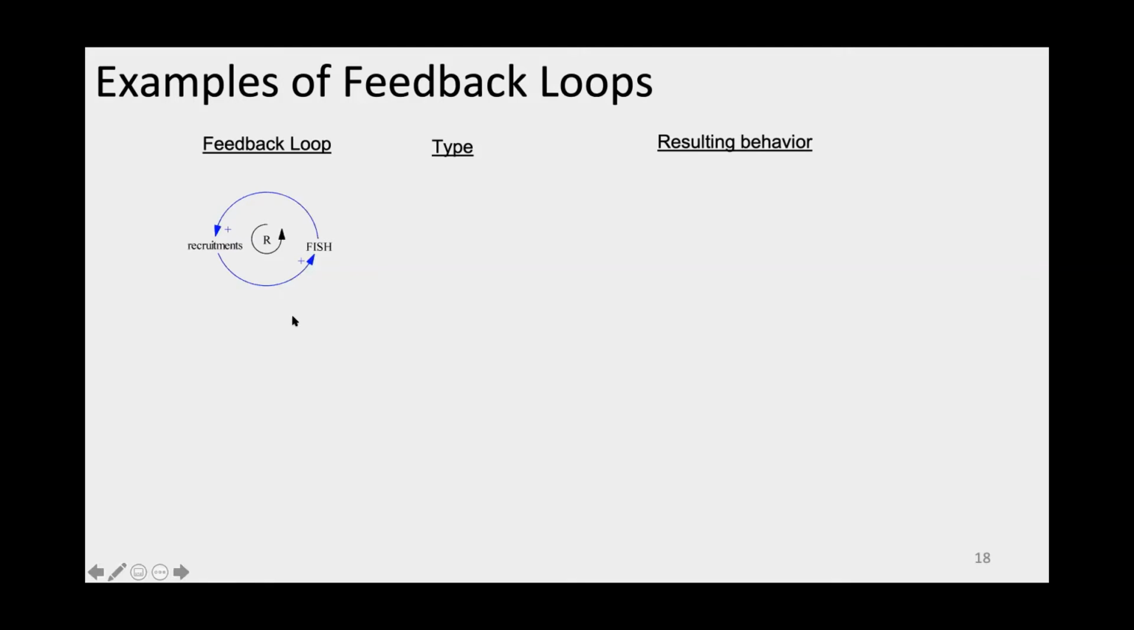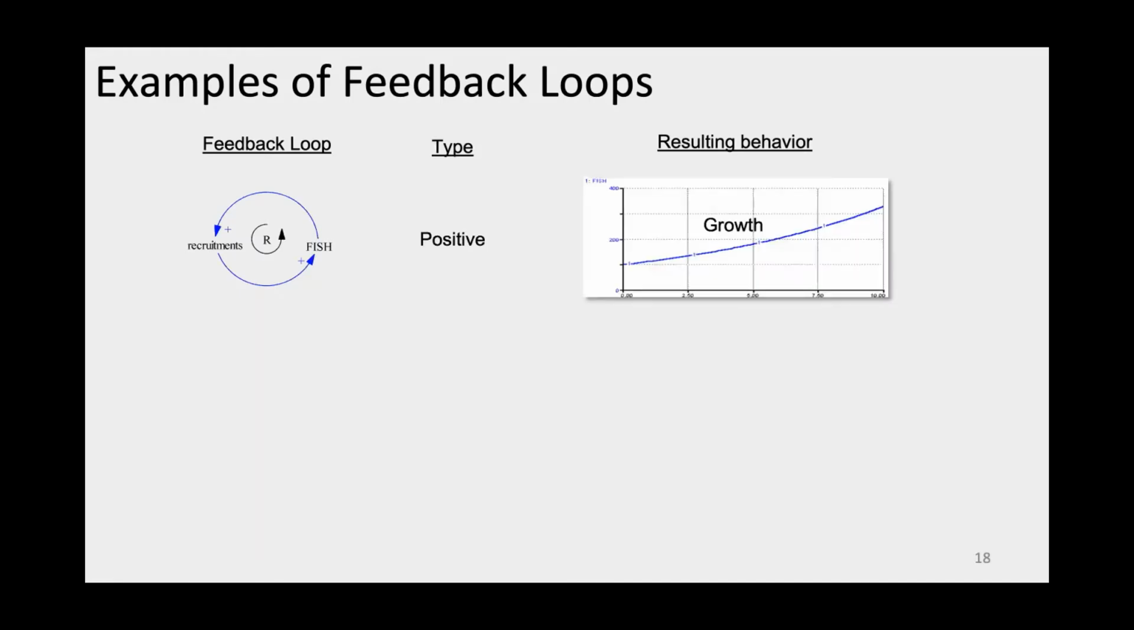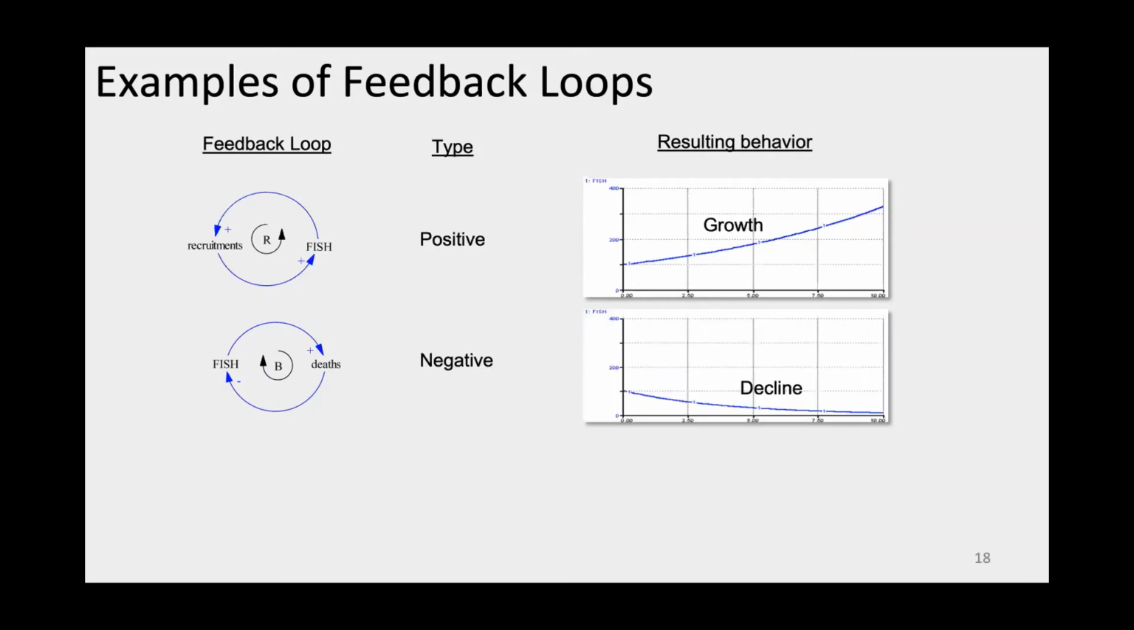A positive feedback loop is for fishes. The more fish we have, the more birth or recruitment. That's a positive feedback loop. And as we mentioned, that's growth. And the negative feedback loop is with more fish, we have more death. We have more death, we have less fish. That's a negative feedback loop, and it declines.